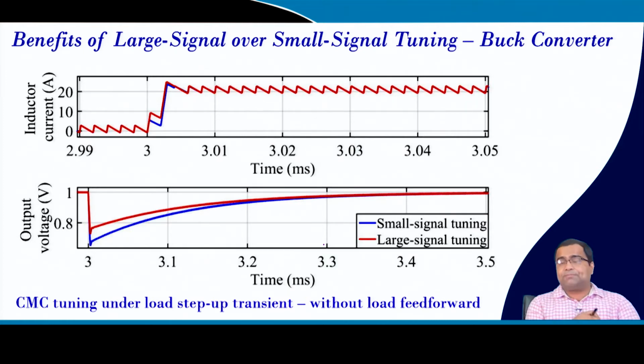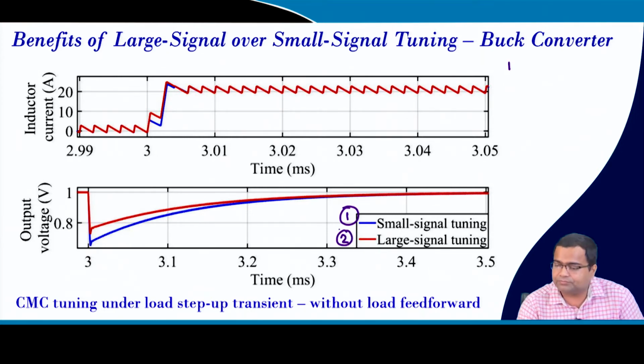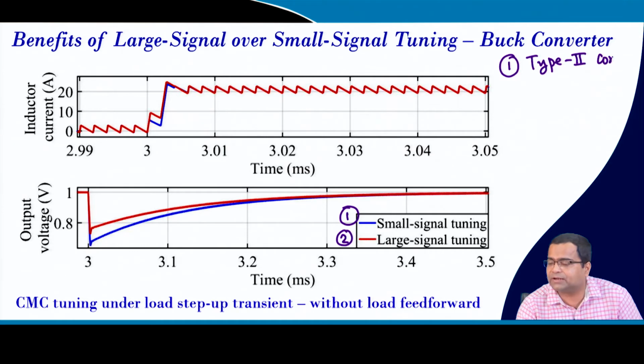Now, if we remove load feed forward for both cases, it is current mode control. In the first case, when we are using conventional tuning, we are using a type 2 compensator, and in the second case, we are using a simple PI controller.